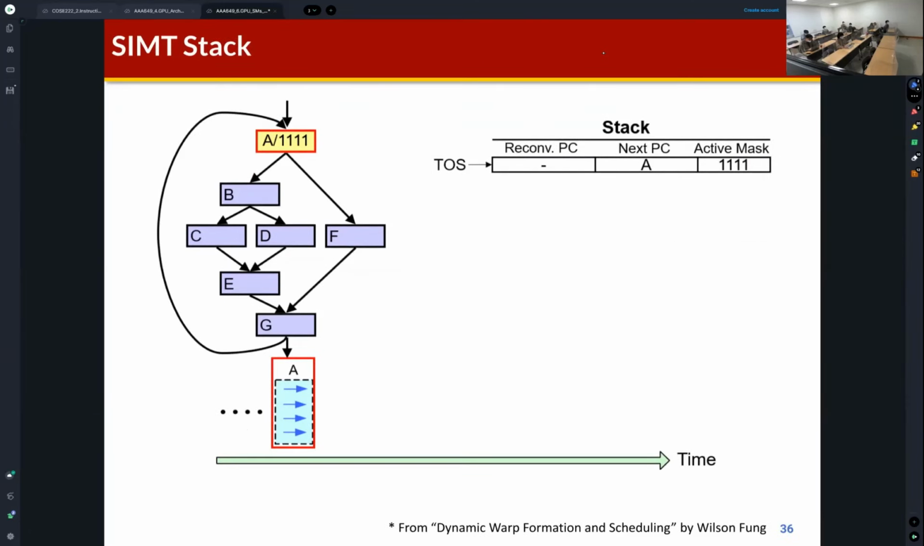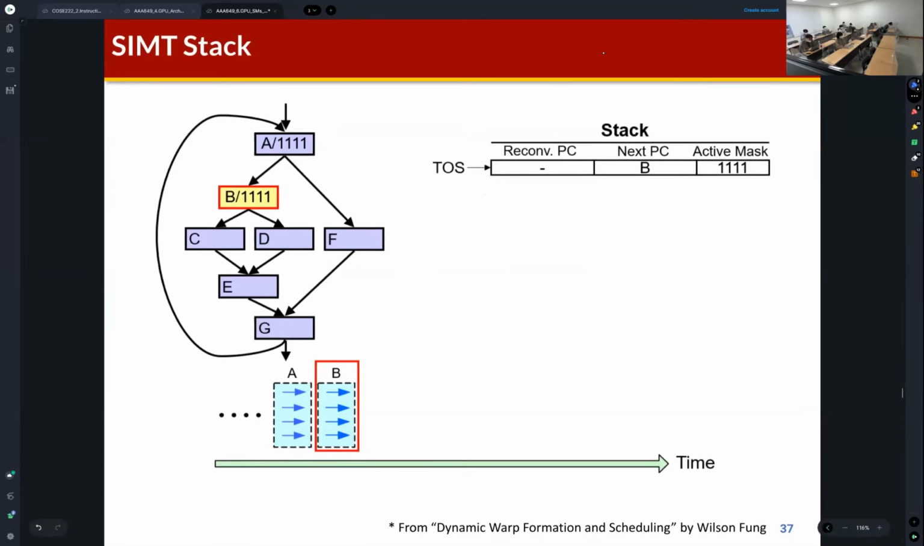This is the execution time. When A is executed, all threads are executed. And then let us say B is executed. We assume all threads in the warp are executed, so the next PC is B and the active mask is 1111. Because all threads are executed, the reconvergence PC is also nothing.